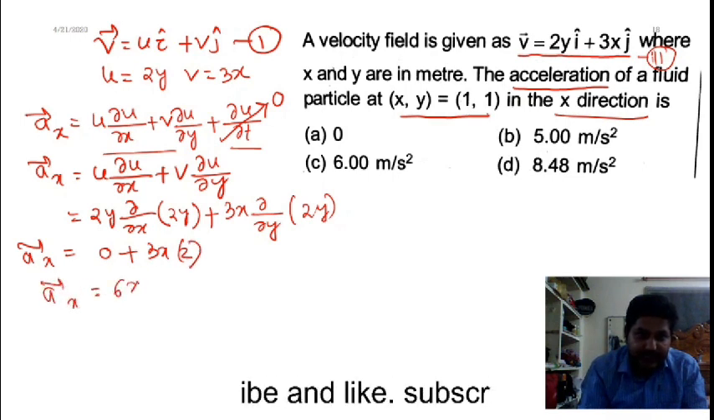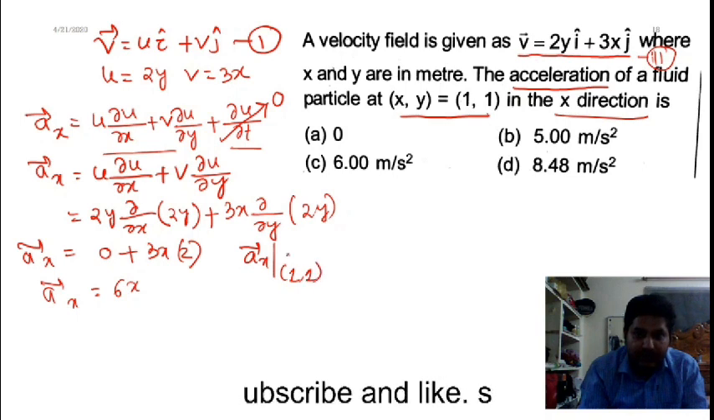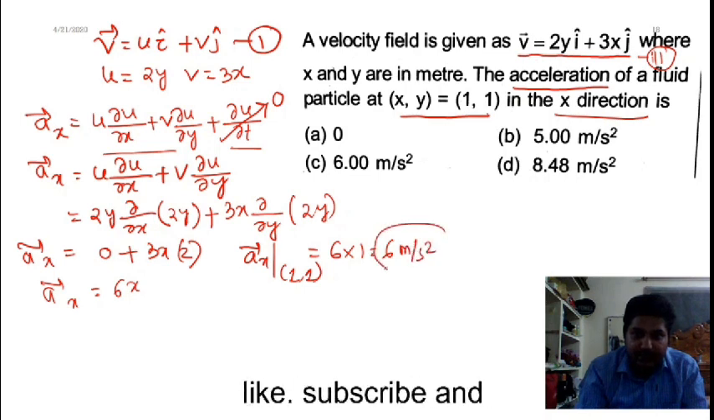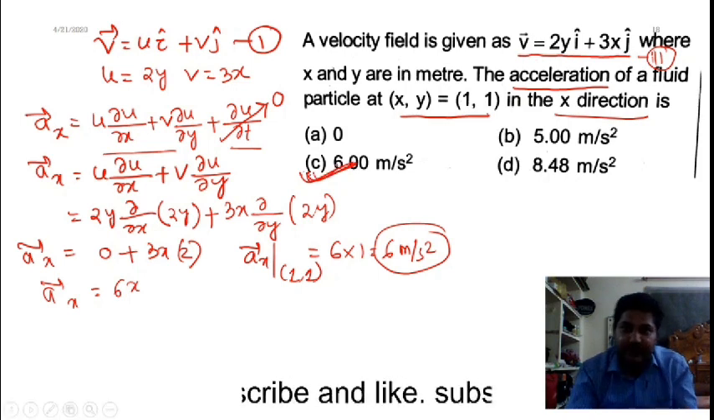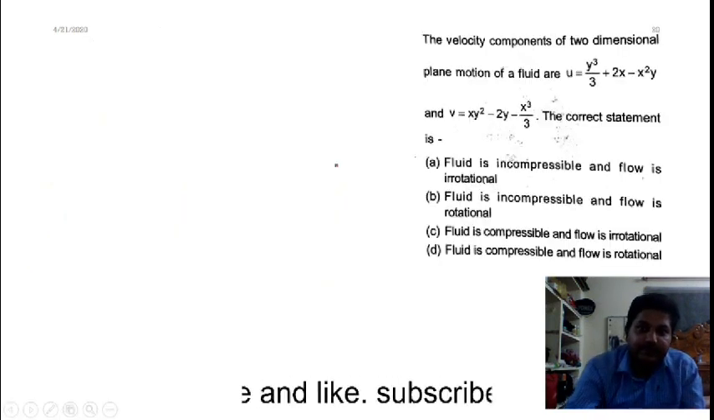But you have to find the acceleration in x direction at the point 1 and 1. So now you put the value of 1, and this comes out to 6. So this is 6 meter per second. Okay, 6 meter per second. This is the correct one. This is the last problem of today's lecture.